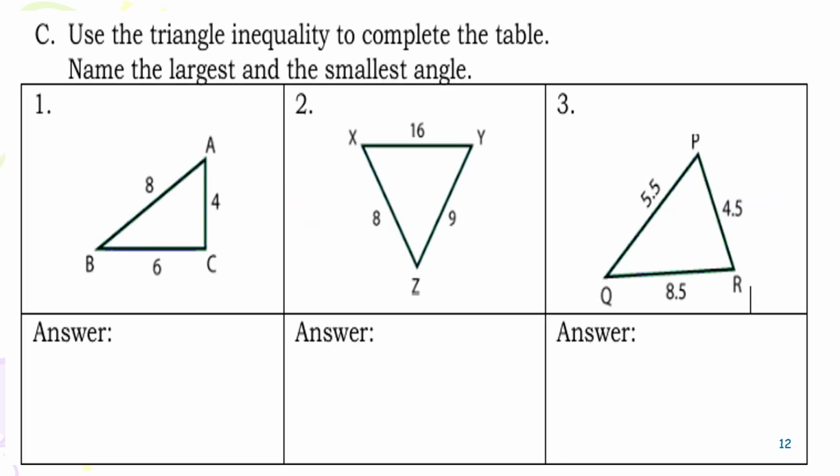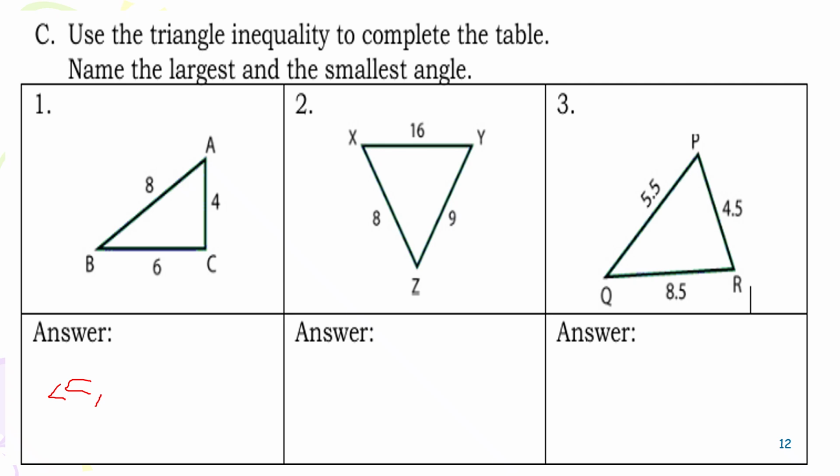Okay, now let's have this one. Use the triangle inequality to complete the table. Name the largest and the smallest. Now, how do you know from the theorem itself? It says that the largest side is opposite the largest angle. So here, we are going to name the largest and the smallest. In here, our answer should be angle C.